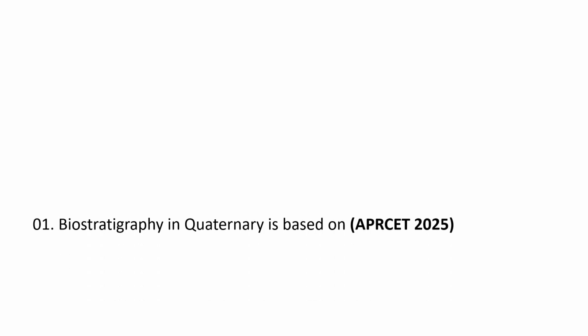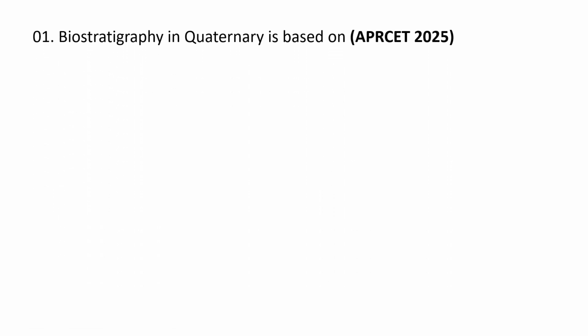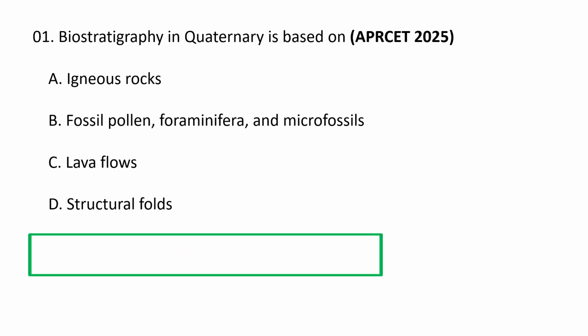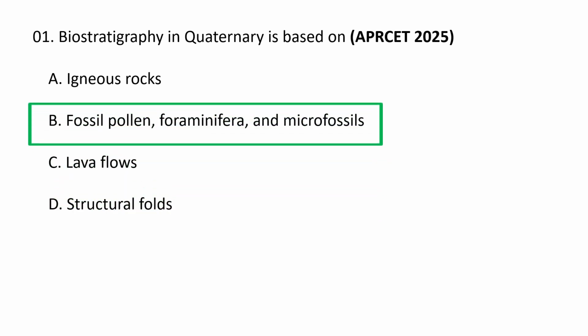Coming to the first question, biostratigraphy in Quaternary is based on, the choices are A. Igneous rocks, B. Fossil pollen, foraminifera and microfossils, C. Lava flows and D. Structural folds. The correct option goes as B. Fossil pollen, foraminifera and microfossils.